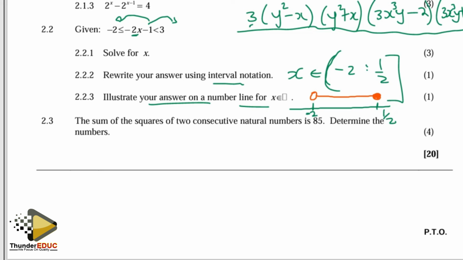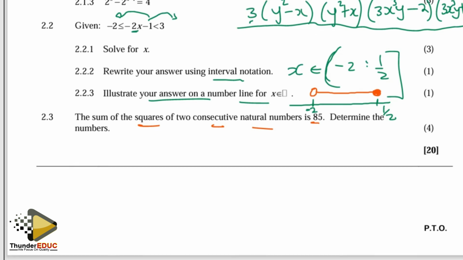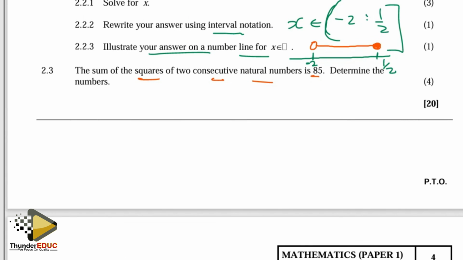All right, 2.3. The sum of the squares of 2 consecutive natural numbers is 85. Determine the numbers. What are we going to do here? Let's see. The sum of squares of two consecutive natural numbers. Okay. Let the first number.